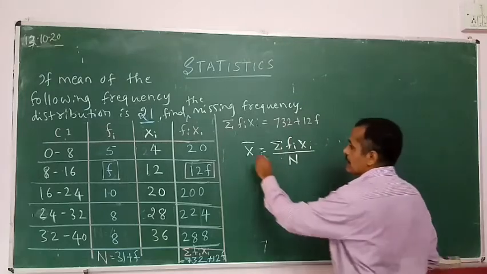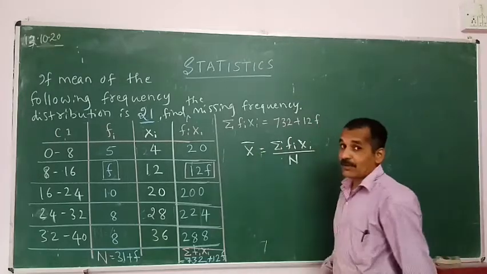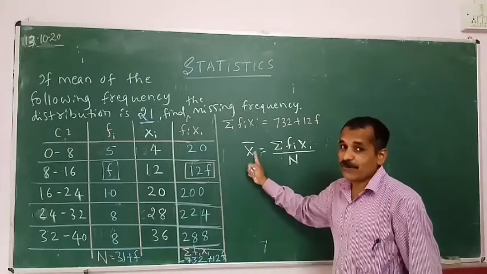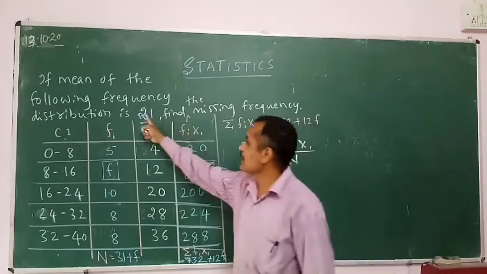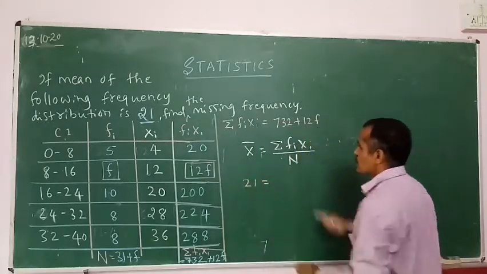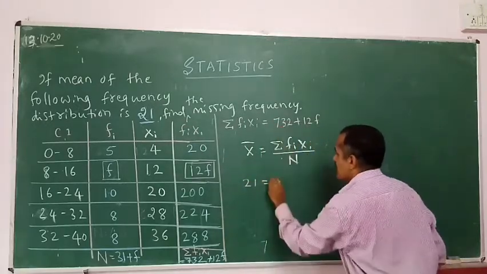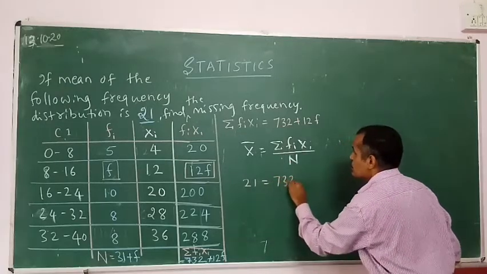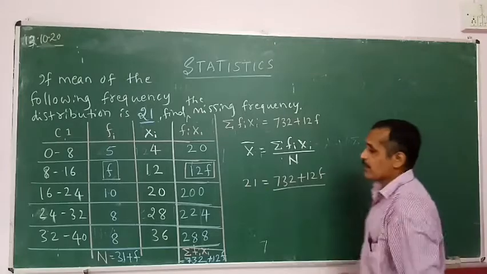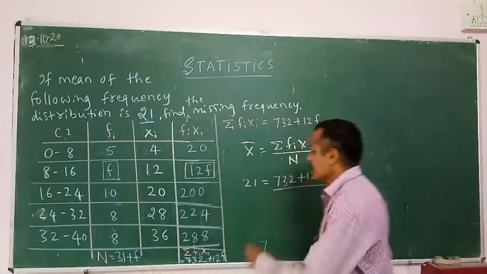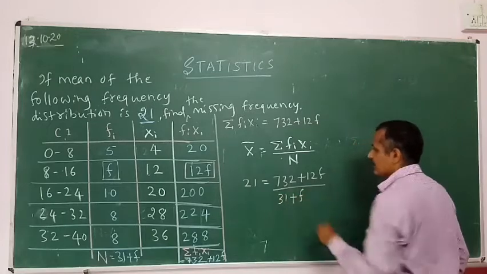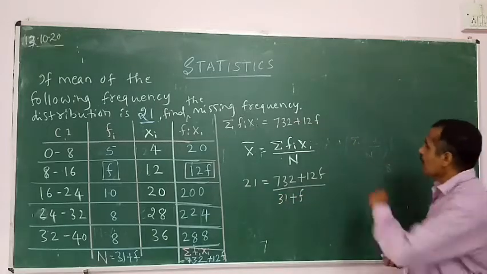Come on. This is given. See, in our previous problems, we used to find this. But this is already given. This is 21. 21 is equal to summation fi xi, it is 732 plus 12f, divided by n, which is 31 plus f.